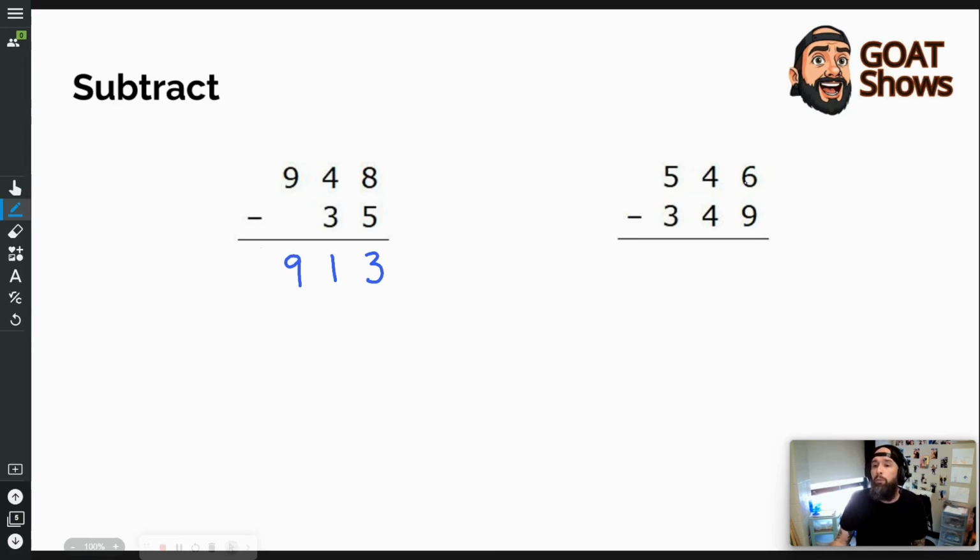All right, how about 546 minus 349? Go all the way to the right. 6 minus 9, can't do it. So let's borrow 1 from 4 and make it a 3. Now I have 16 minus 9, which is 7. Move to the next one. 3 minus 4, can't do it. Borrow 1 from 5 and make 5 a 4. Now I have 13 minus 4, which is 9. 4 minus 3 is 1, and my answer is 197.